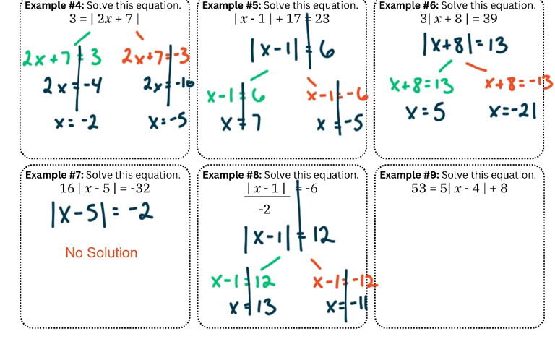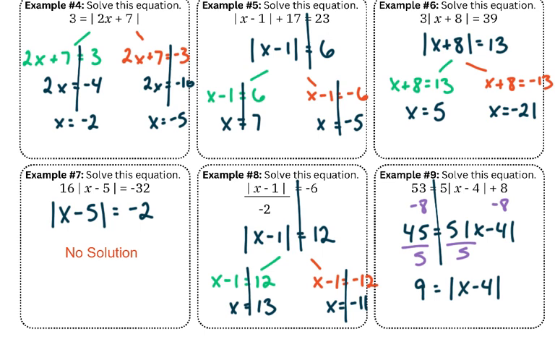Now look at number 9. We see two things in the way of getting the absolute value isolated. You see a plus 8 and you see this times 5. We need to get rid of them just like you would solve an equation. First, subtract 8 from both sides, then divide both sides by 5. Now the absolute value is isolated and you can set up your two cases. X could be 13 or x could be negative 5.